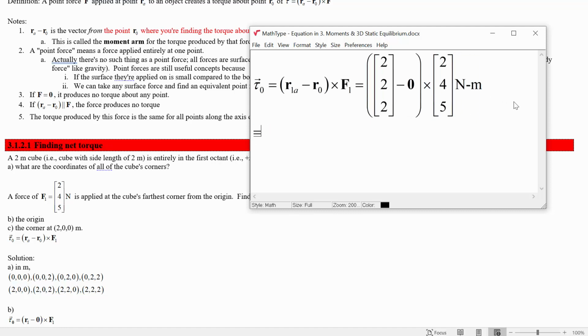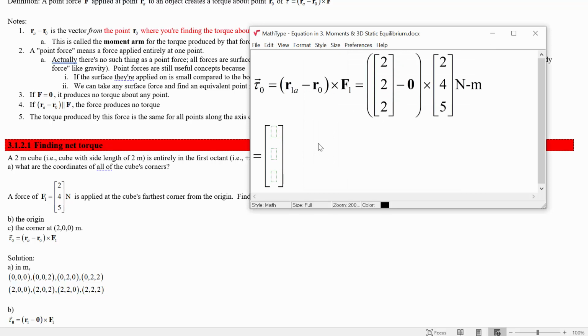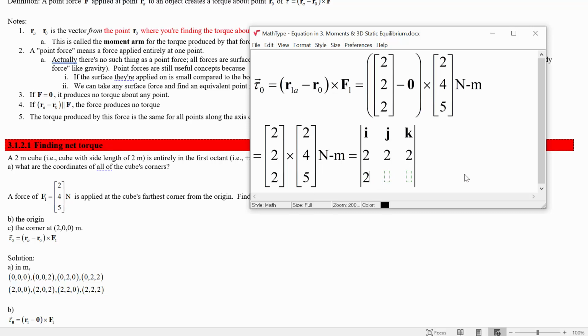Okay, so here's how you do this algebraically. Continuing the line from the last one, we'll put an equals there: 2, 2, 2, crossed with 2, 4, 5 in newton meters. To get a cross product, I like to use the determinant method, where we've got the unit vectors i, j, and k along the top, and then put the first vector you're crossing as the second row, and the second vector you're crossing as the third row.